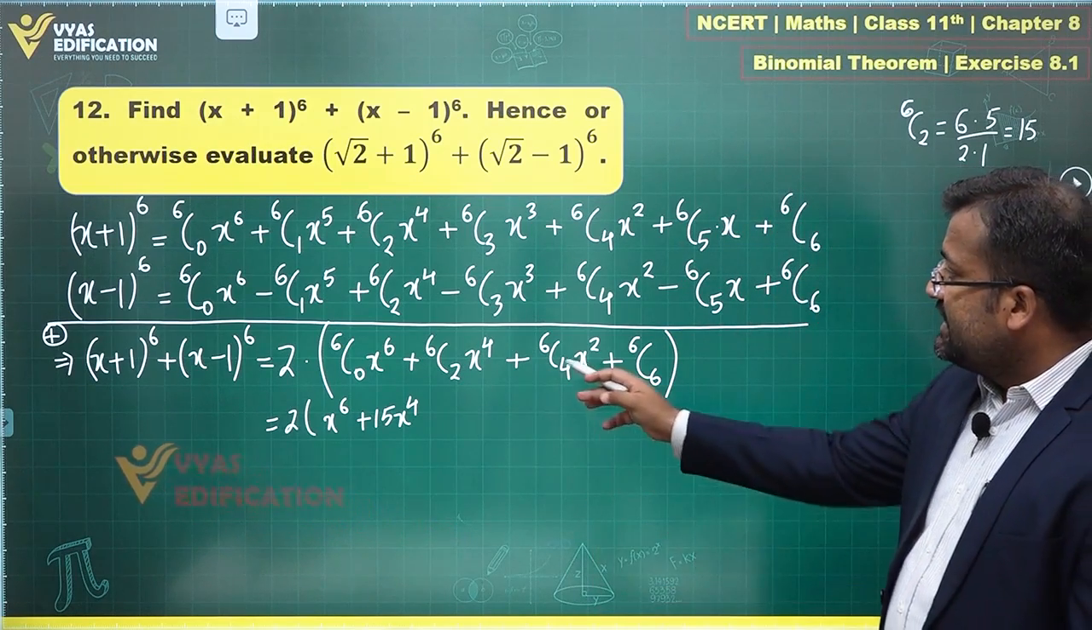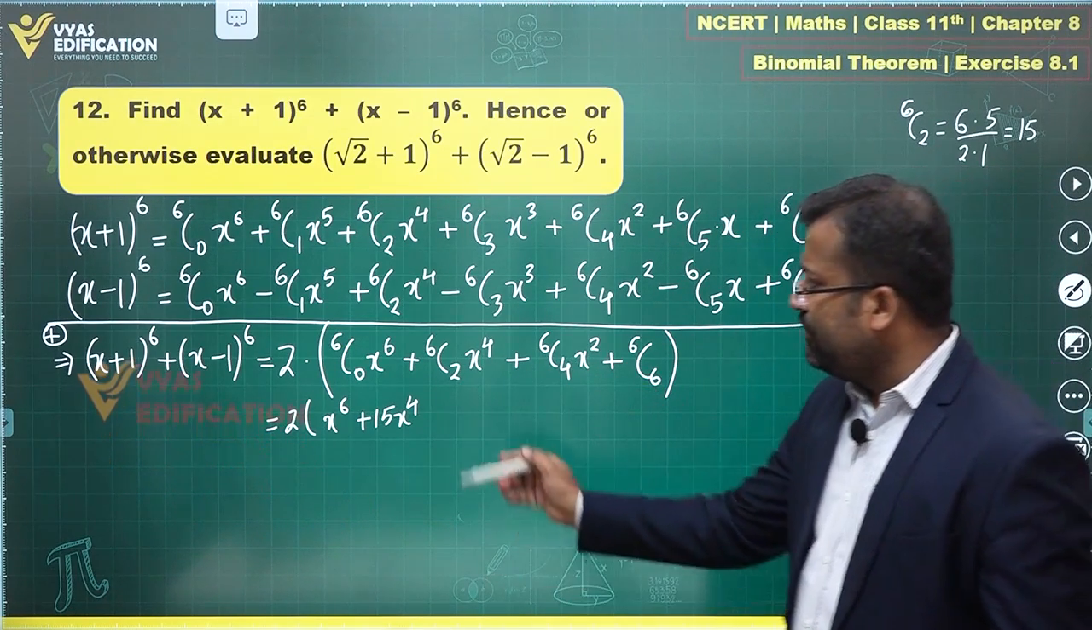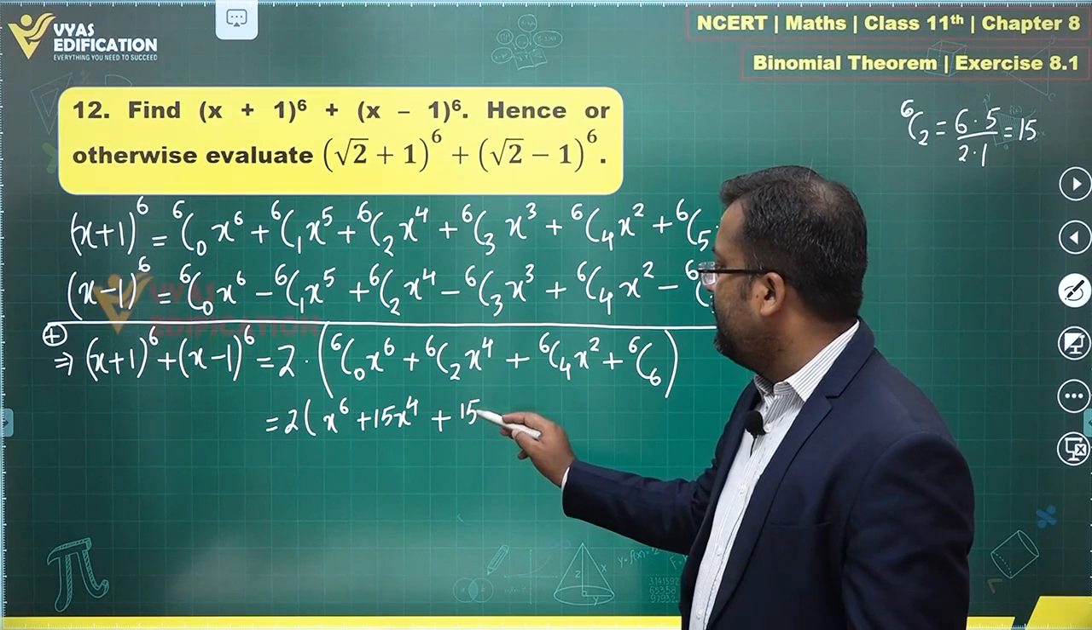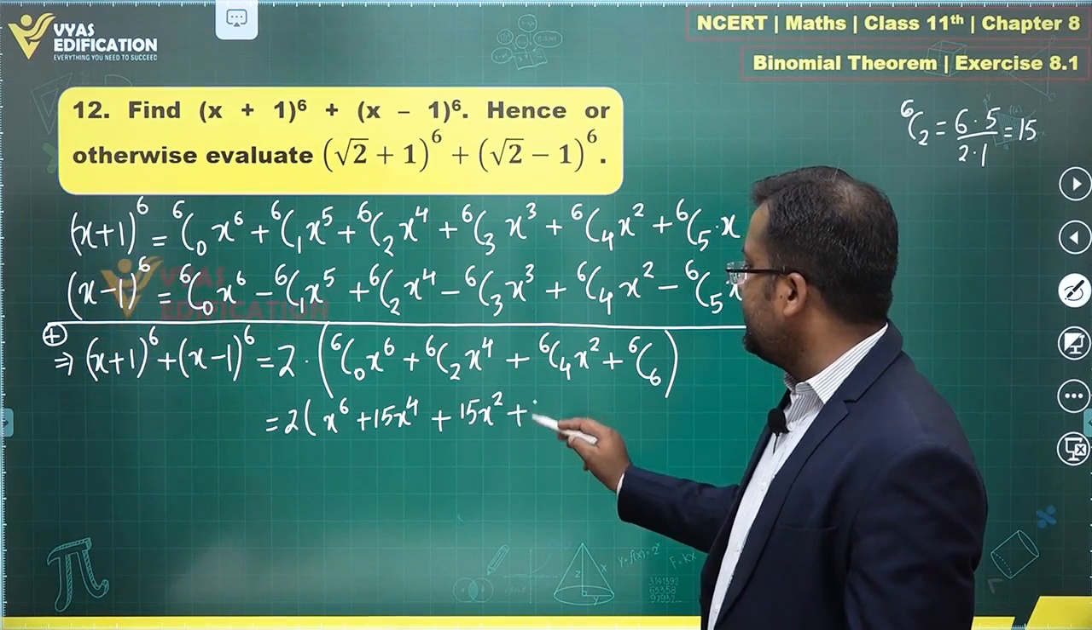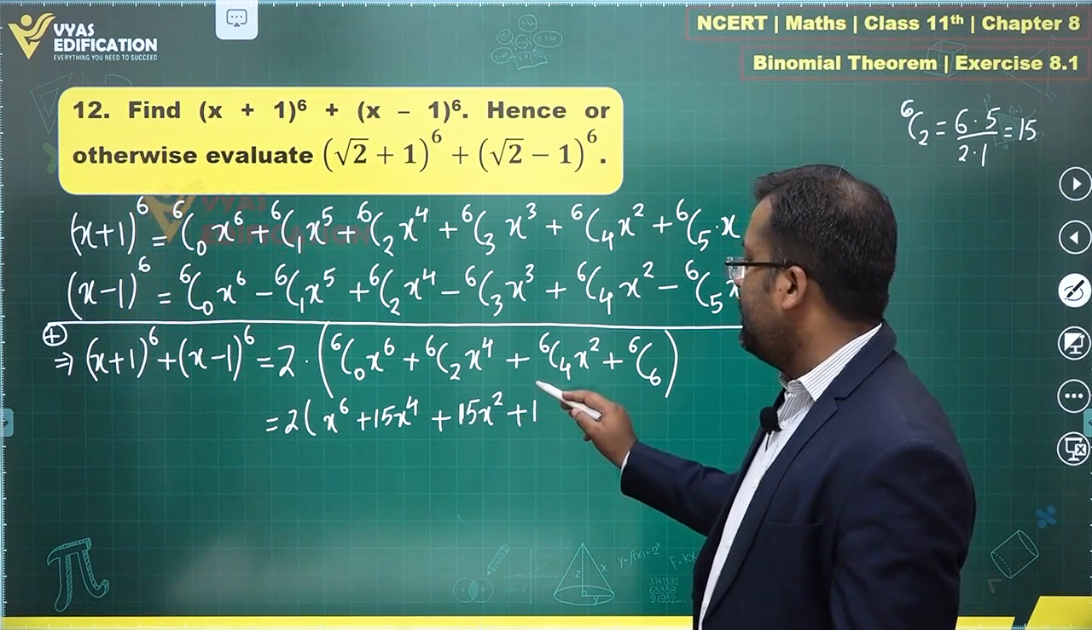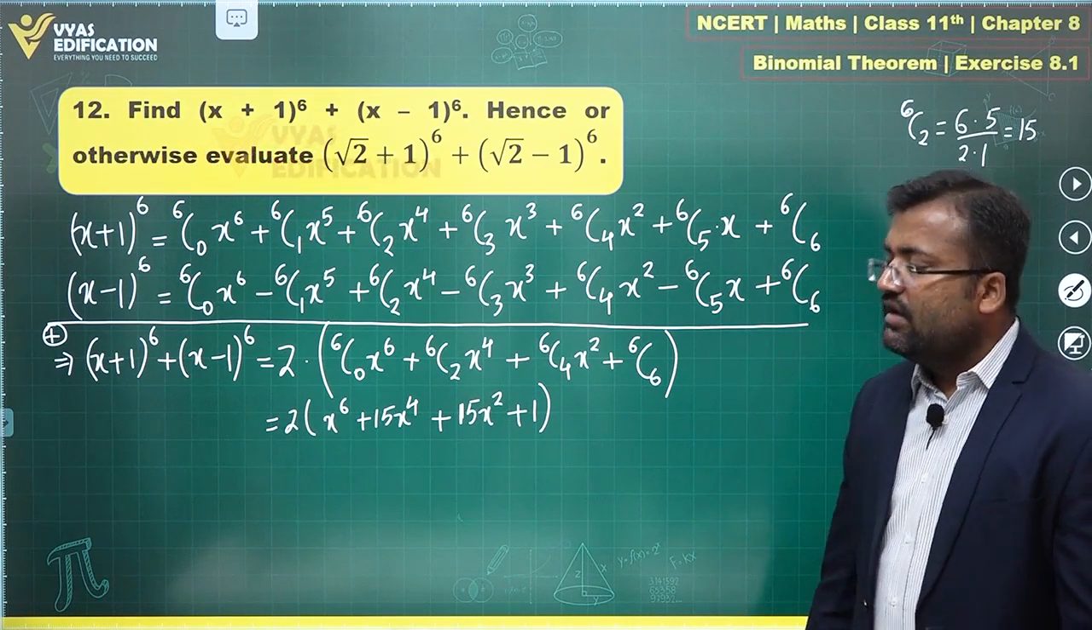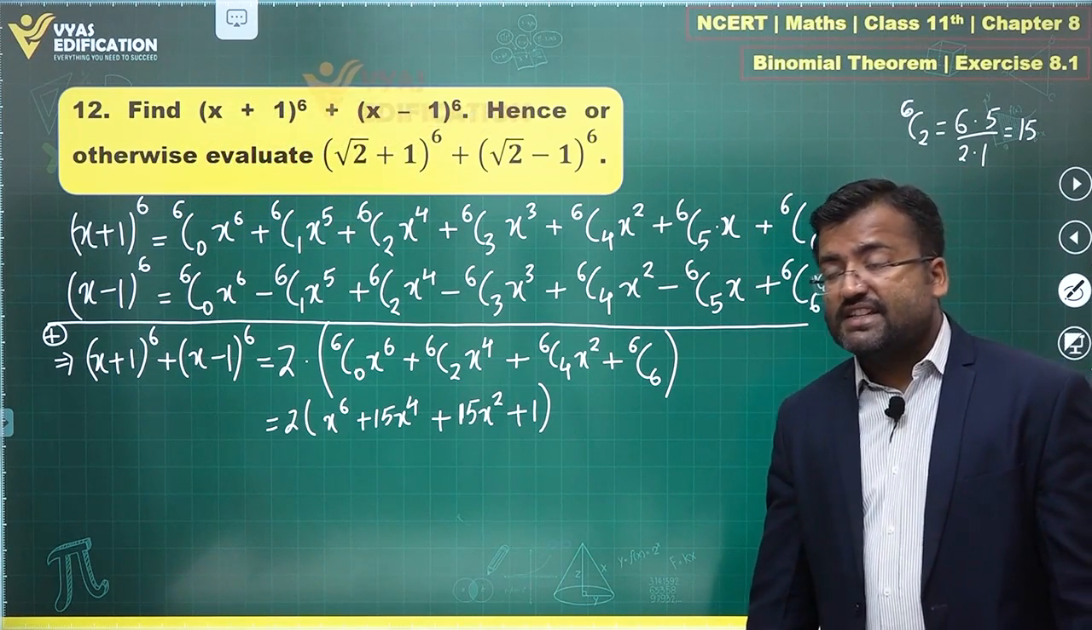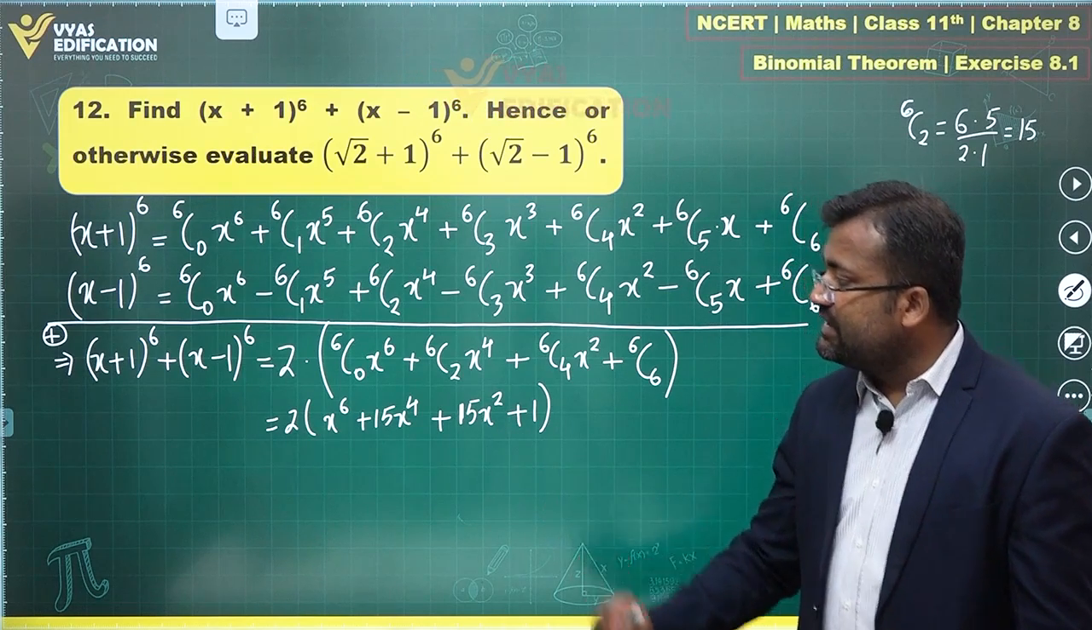What next? 6C4 is same as 6C2. This will again be 15. And you'll have x square. 6C6 is 1. This is what you get. Okay. So the sum of x plus 1 power 6 and x minus 1 power 6 is equal to this.